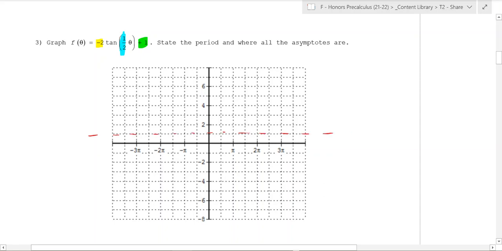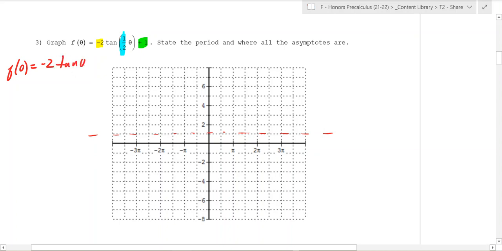So let's try to plot some points and see what one rotation of tangent is going to look like here. So you can just plot some points if you want to here. So you could do, what is f of 0? Plug in 0, you get negative 2. Well, 1/2 times 0 is tangent of 0.